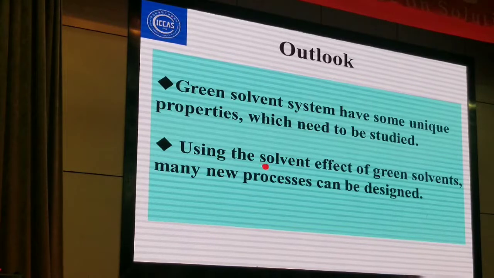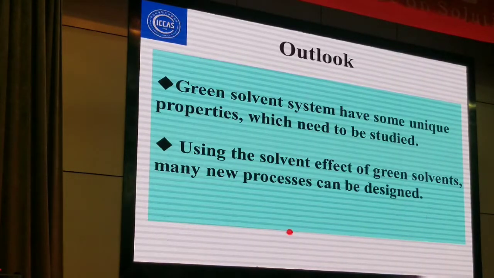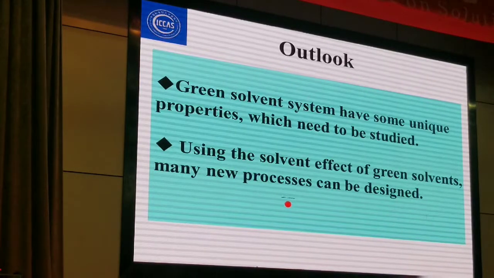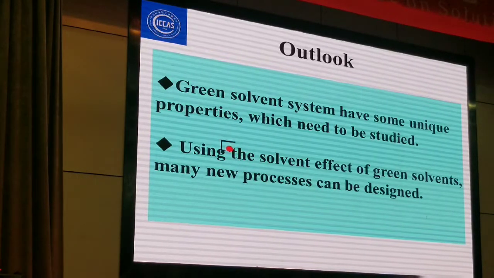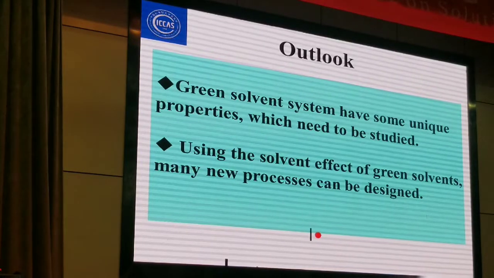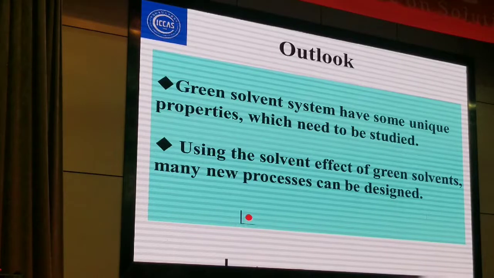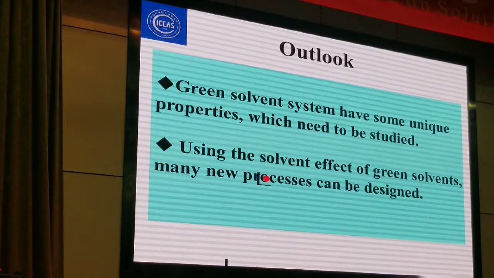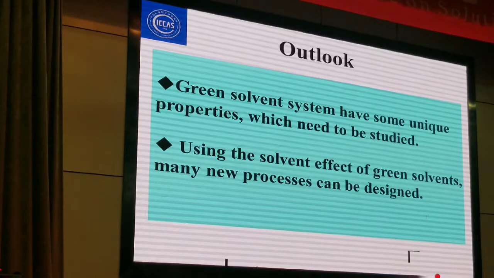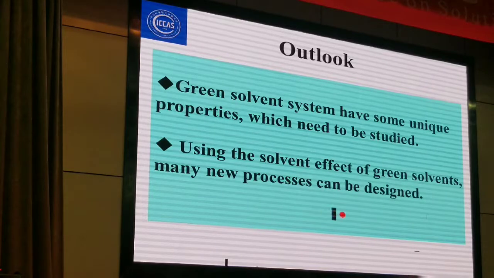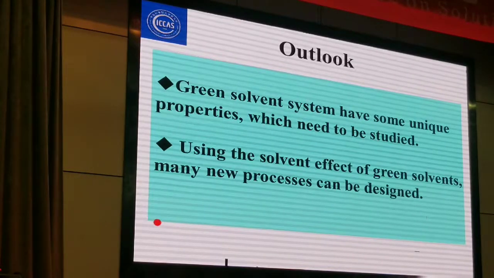Another is using the solvent effect of green solvents. Many new processes can be designed, for example in material synthesis, in chemical reactions, and in some separation processes. I think the application of green solvents in green chemistry is also a very interesting area.